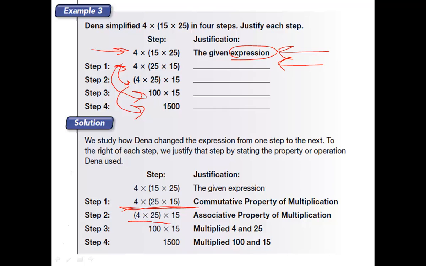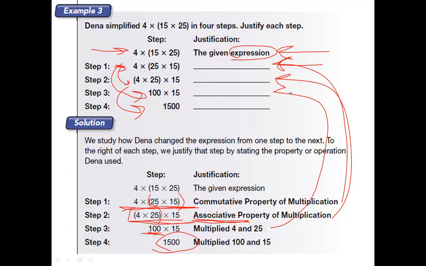In this one here, she didn't scramble them up. She went from this association and associated the 4 with the 25 first instead. So that is the associative property. At that point, all she did was multiply 4 and 25 to get 100, and then she multiplied 100 times 15 to get 1500. So this you'd write right there on your test. Here, you'd write that on your problem. This is what you'd write here, and this is what you'd write here. Sometimes these are very confusing. They're hard to see, but we'll do enough of them that you'll get very familiar with them.